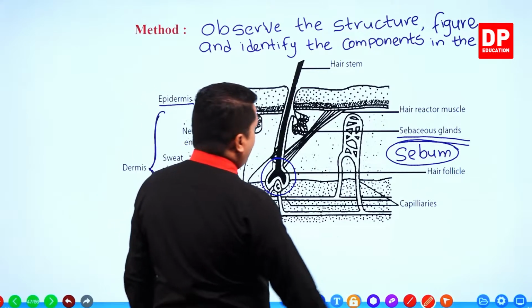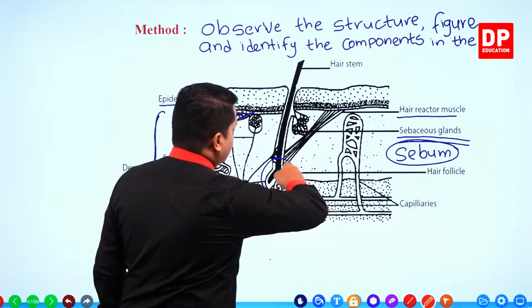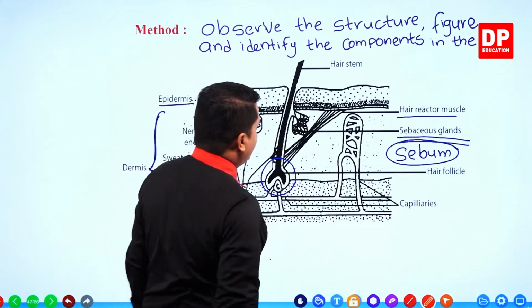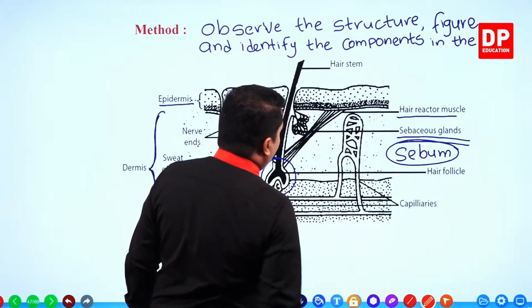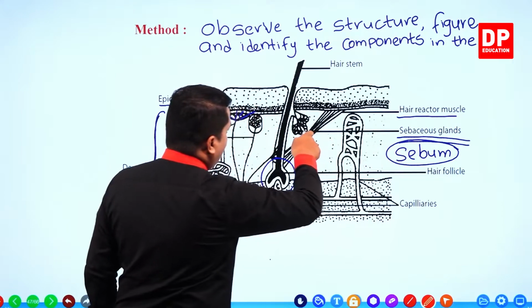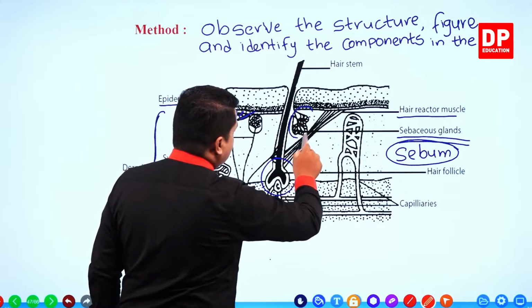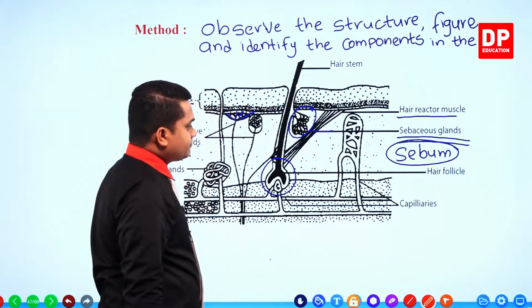Then here you can observe the hair erector muscle. The hair erector muscle is connected with the hair follicle, right? So here hair erector muscles can be observed, right? Within the hair erector muscle, you can observe the sebaceous gland in here. So this is the sebaceous gland, right?